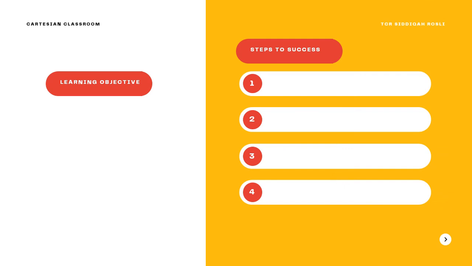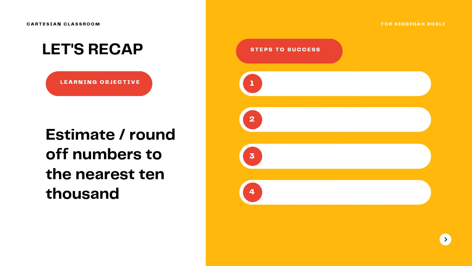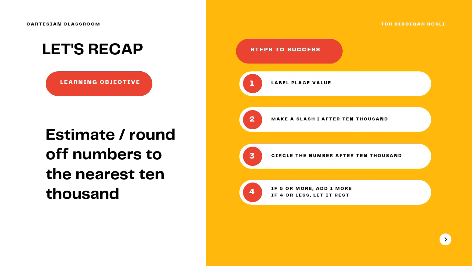So let us quickly recap our learning objective for today. Today we are estimating or rounding off numbers to the nearest 10,000. The S to S for today are, the first one is, as usual, we are labeling the place value. It is safe to label the place value. If you know it already, it's fine, but it's just a safer option to avoid careless mistakes. Step 2 is make a slash after 10,000. Step 3, circle the number after 10,000. And step 4, the number triangle. If 5 or more, add 1 more. If 4 or less, let it rest.